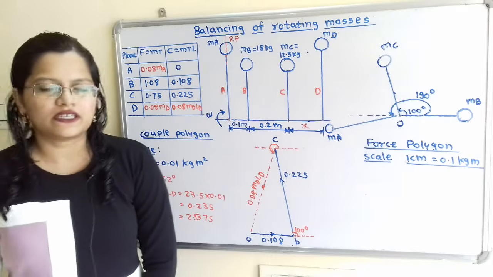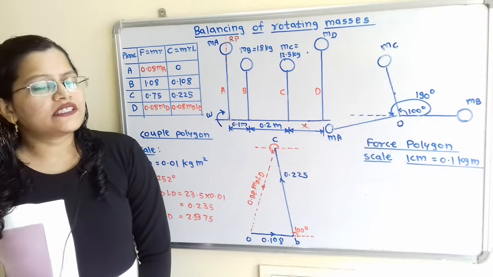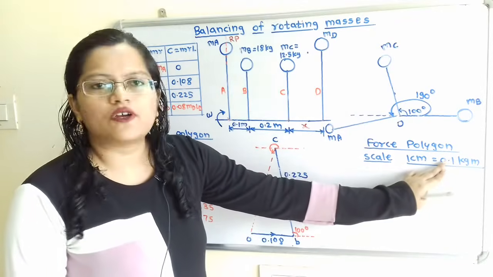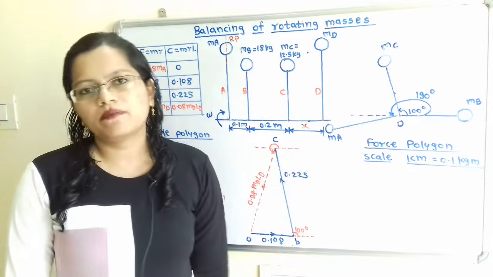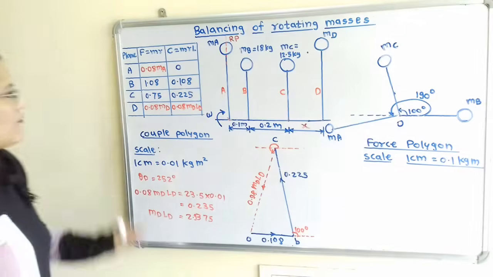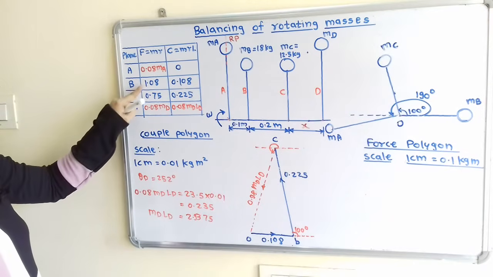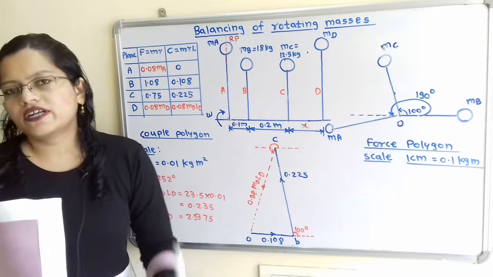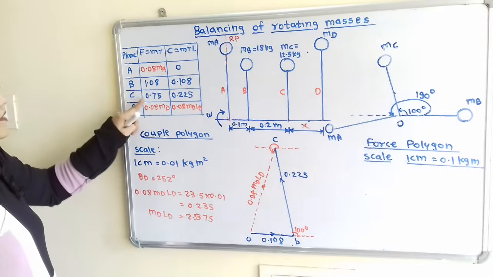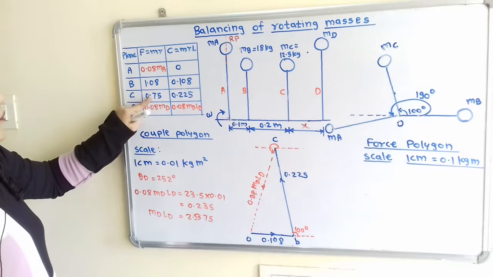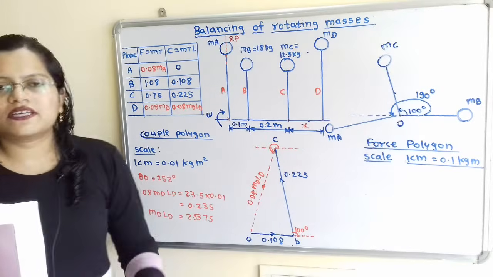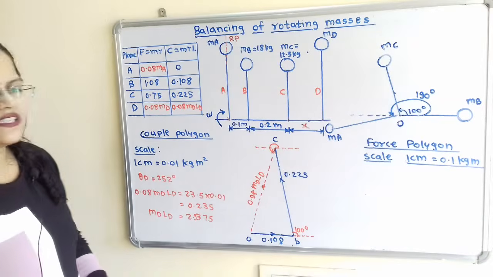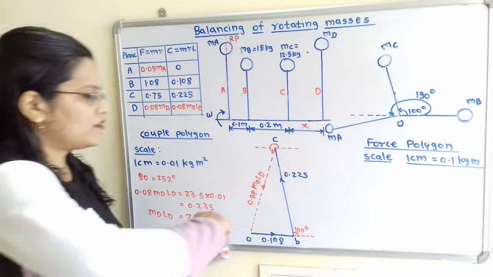Now we will move to draw the force polygon, in which two terms are unknown, for plane A as well as for plane D. Now we will consider some suitable scale, and scale 1 centimeter is equal to 0.1 kilogram meter. So as per this scale, for the plane B, we have to take 1.08 kilogram meter is equal to 10 centimeter, and for plane C 0.75 kilogram meter is equal to 7.5 centimeter. So first we will consider the initial point, that is point O.